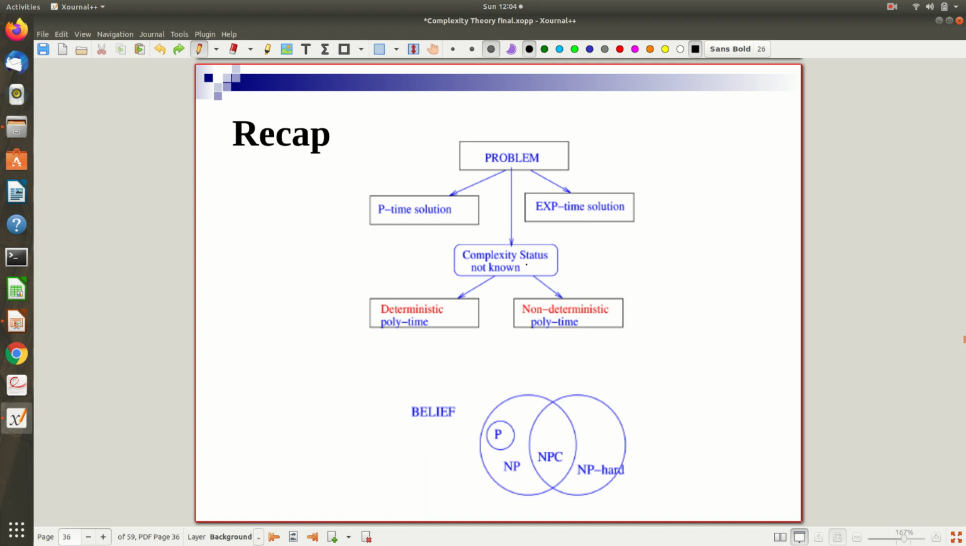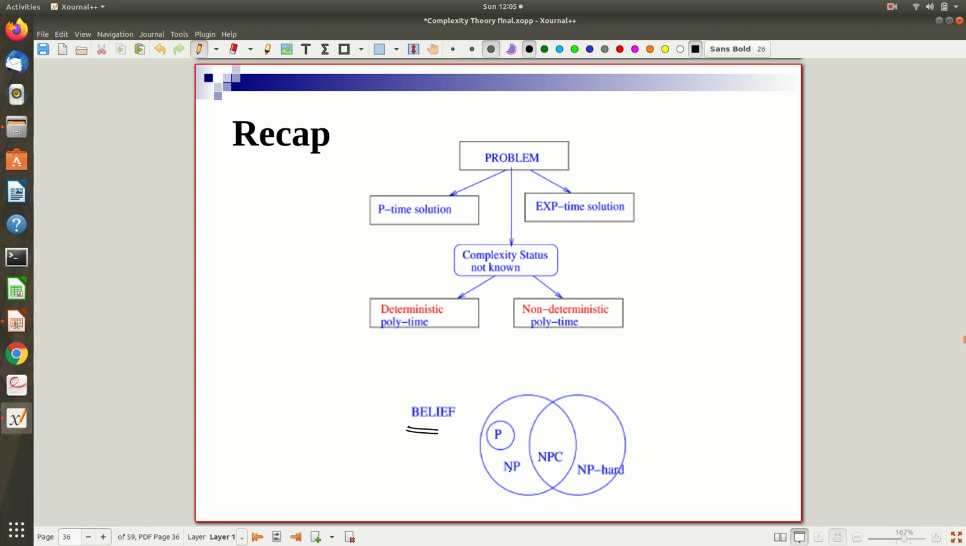Now in between we have the problems for which we don't know the complexity status so far. Say deterministic polynomial time algorithms, and there itself some are deterministic polynomial time and some are non-deterministic polynomial time also. We are interested in this non-deterministic polynomial time, which is hard in the sense there is no deterministic polynomial solution available for them, and there we have this classification of NP hard as well as NP complete, based on the reduction. Again, it is just a belief: the set of all NP problems, and P is found to be a subset of NP. I explained why it is so.